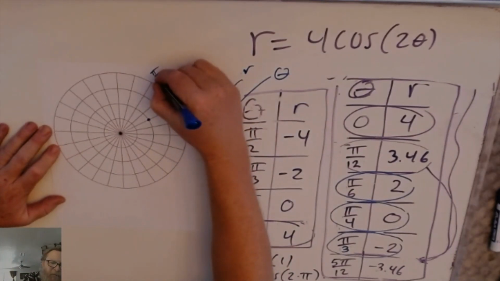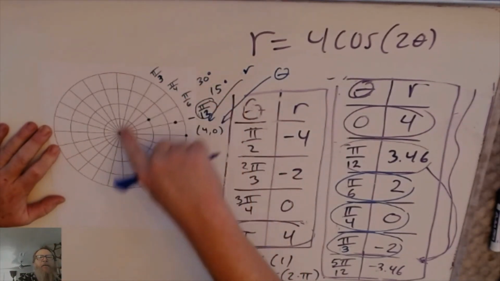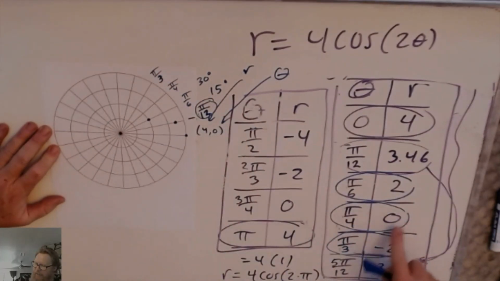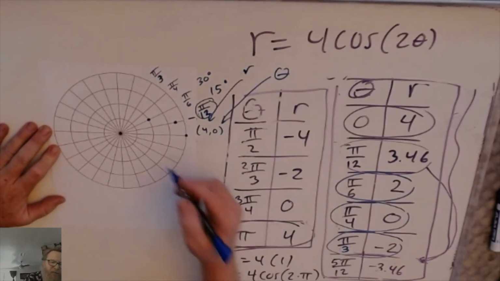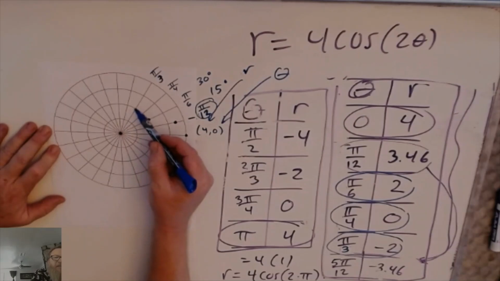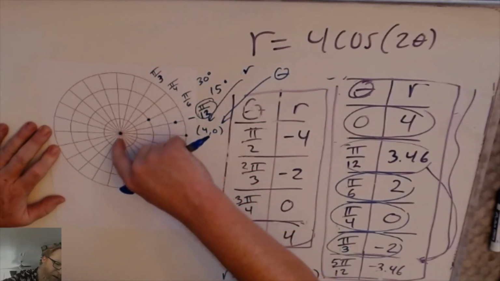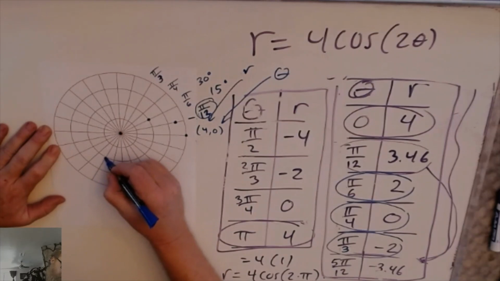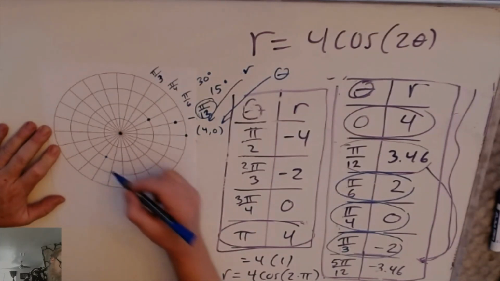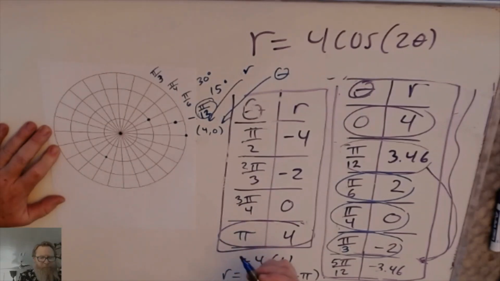Now we're at pi over 3. Pi over 3 is 60 degrees. Now radius is negative 2. So you go out to positive 2. Don't plot it yet. Reflect it across. Try to stay on the same line and come over here to 2.